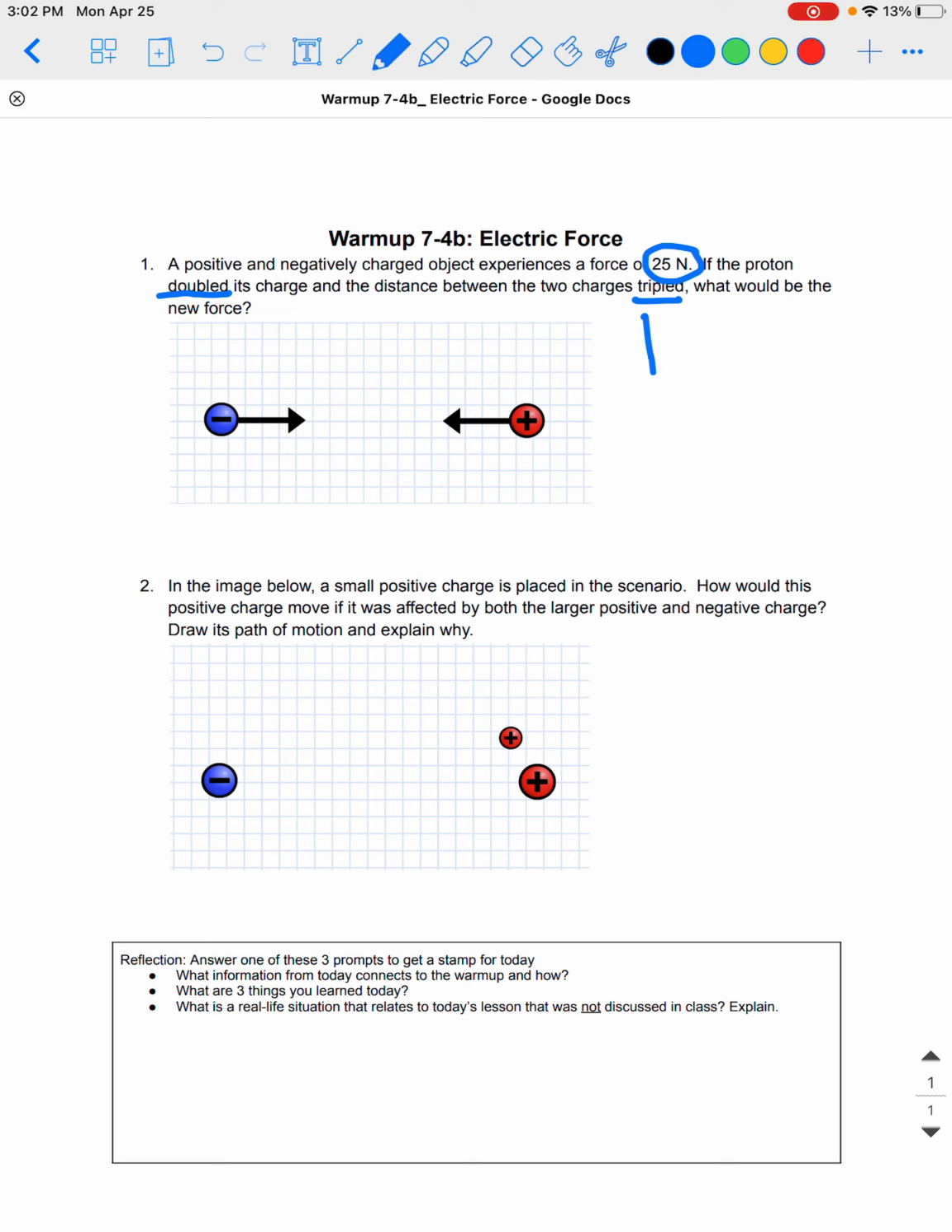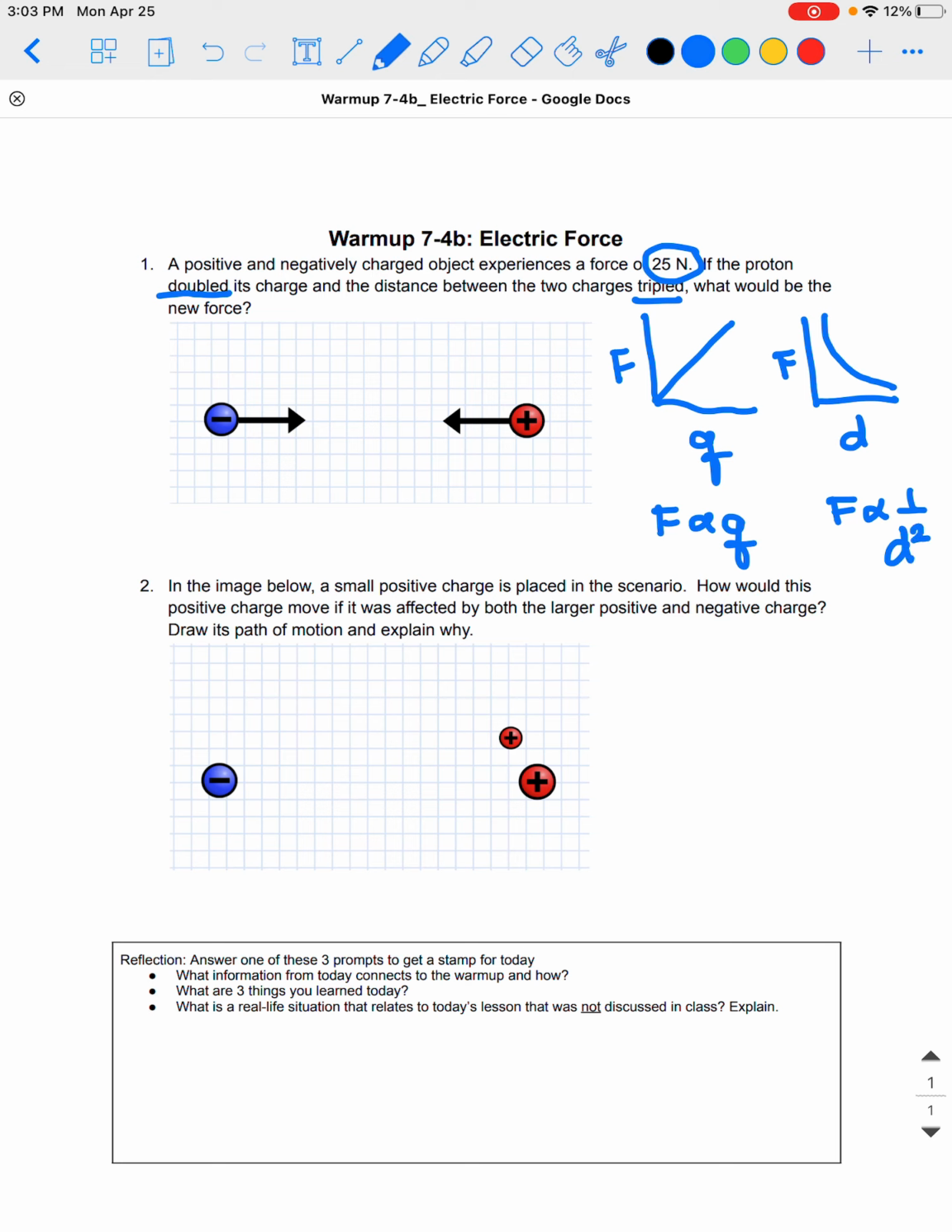So if you remember from our Coulomb's Law lab, charge, which is represented by Q, is directly proportional to force, and distance is inversely proportional to force, but inverse by a factor of the distance squared. So it's an inverse squared proportion. So this is our proportion when we are working with how charge and distance affect the force.